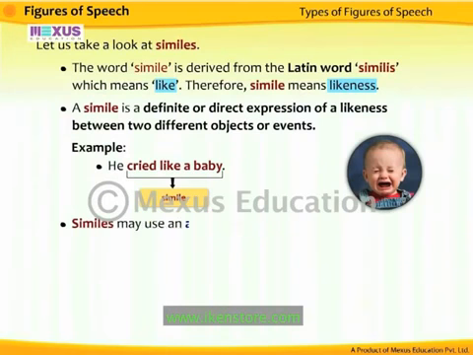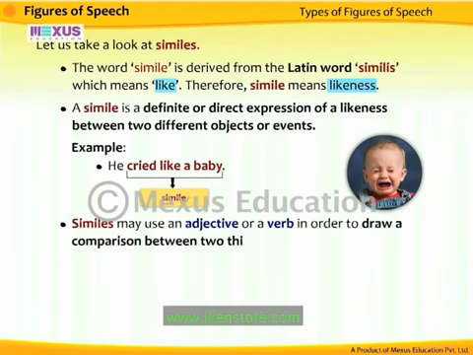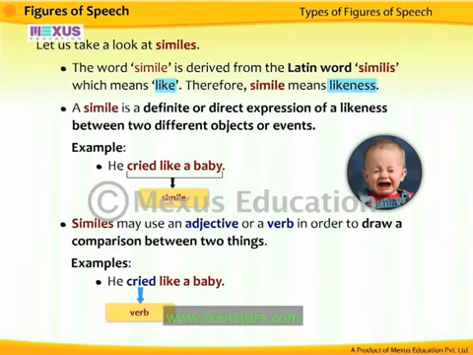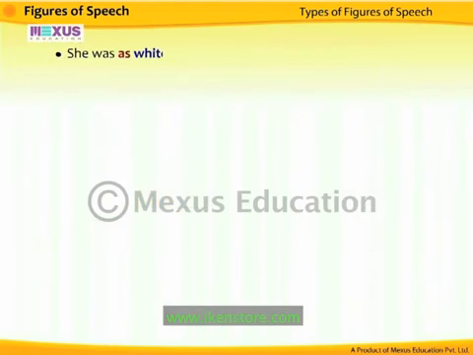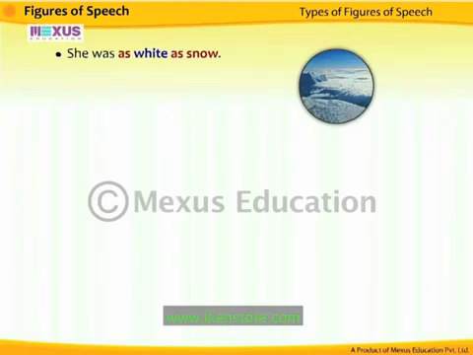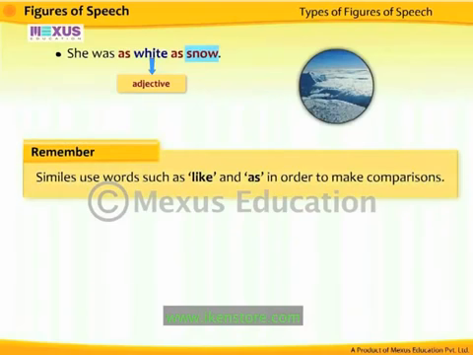Similes may use an adjective or a verb in order to draw a comparison between two things. For example, he cried like a baby. The verb cried is used in the simile stated above. She was as white as snow. In this simile, the adjective white is used to compare a person's appearance to snow. Remember that similes use words such as like and as in order to make comparisons.